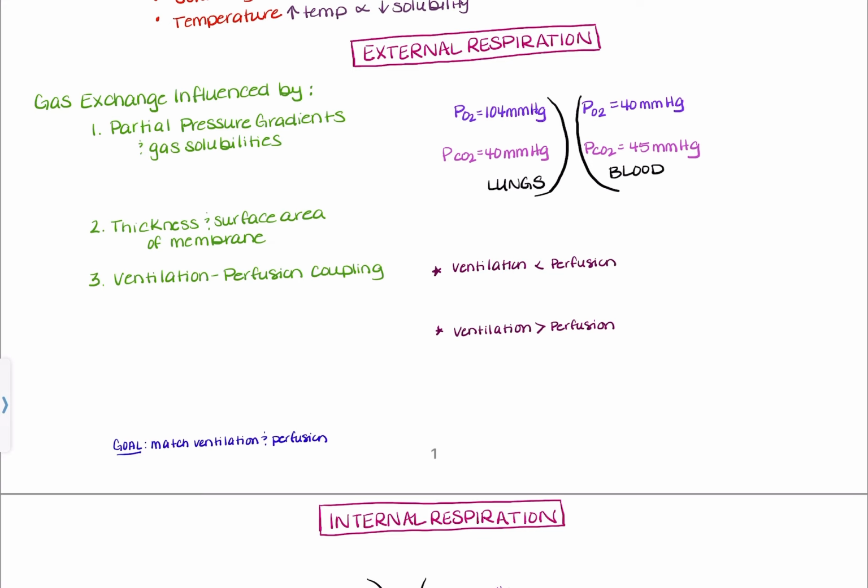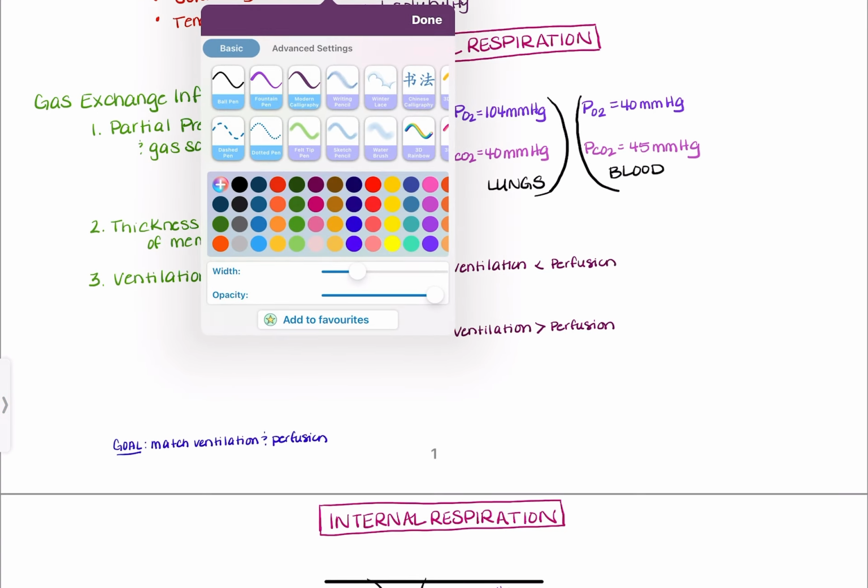Now, again, we can apply the two laws that we were just talking about and figure out in which direction these gases are going to naturally flow. That's going to be from a higher pressure gradient of the gas to the lower pressure. So if we're looking at the lungs and focusing on oxygen, we're going to have oxygen flow. Let me change it.